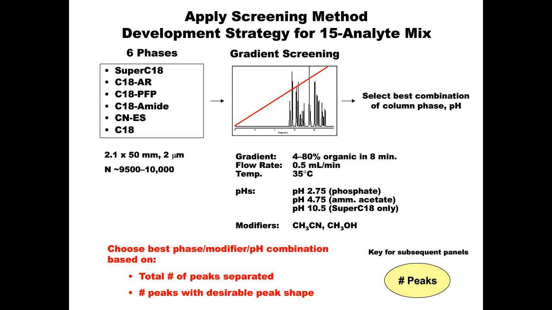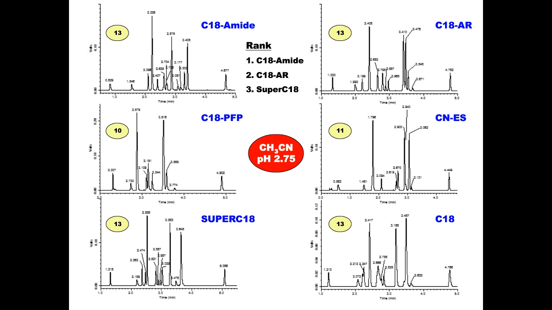And for subsequent slides, the number of peaks that were separated for each combination and column is shown in a yellow oval like this, and we're paying particular attention to peak shapes among them as we make a decision as to which one to go forward with. Again, in each one of these slides to come, they're all labeled in the same way. The amide phase is always in the top left, and the C18AR top right, et cetera.